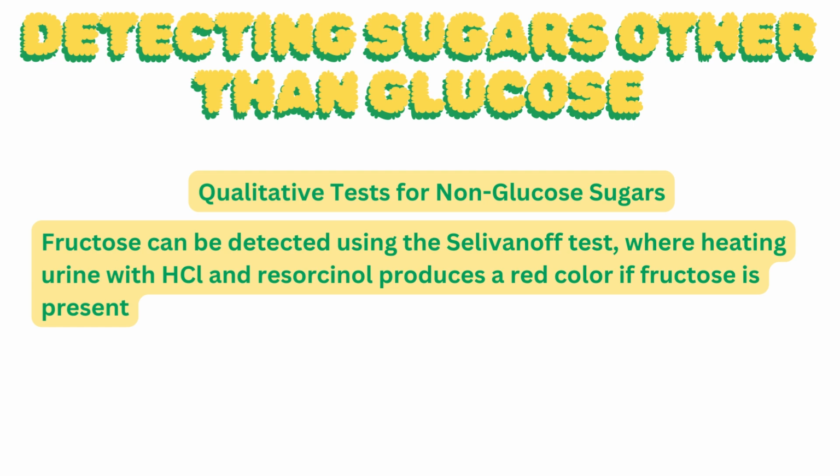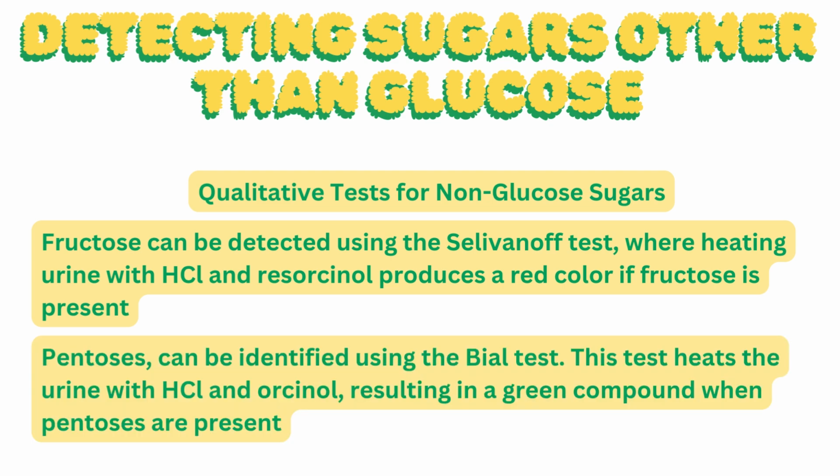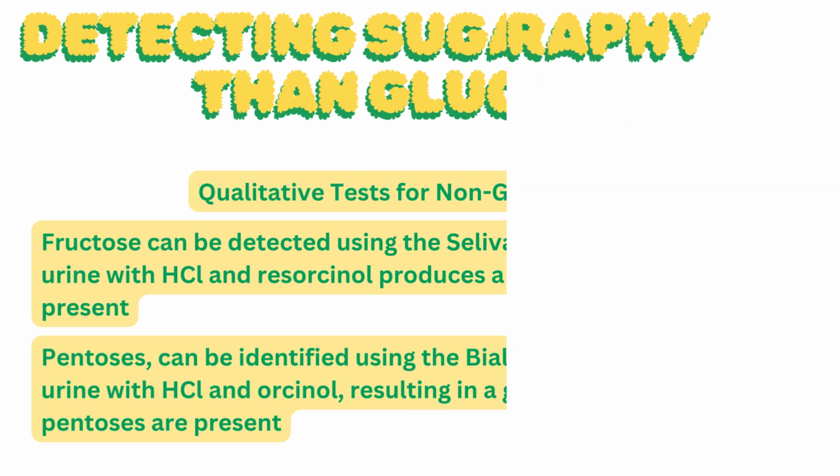Fructose can be detected using the Selivanov test, where heating urine with HCl and resorcinol produces a red color if fructose is present. Pentoses, a type of sugar found in certain fruits, can be identified using the bile test. This test heats the urine with HCl and orcinol, resulting in a green compound when pentoses are present. Before testing for pentoses, it's important to remove glucose by fermentation with yeast to avoid interference.